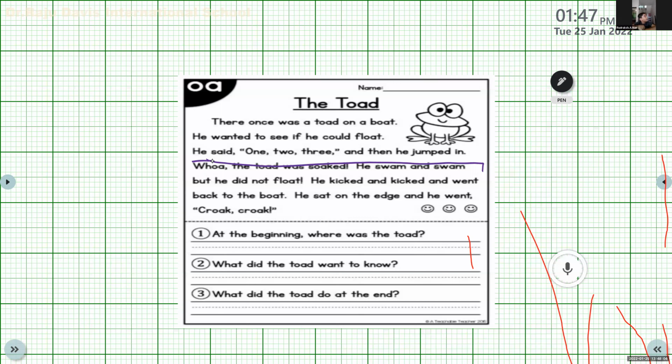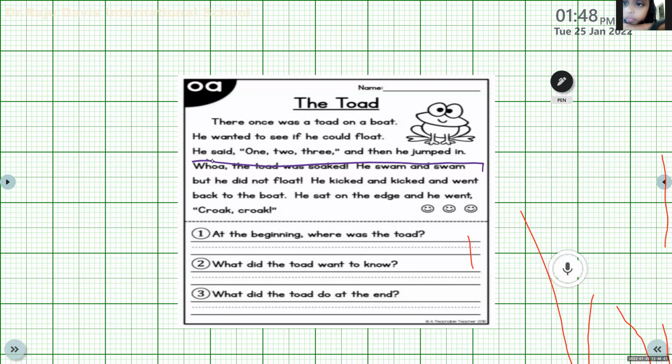Read. The toad. Don't read toad simply. The T is strong. Toad. There once was a toad on a boat. He wants to see. He said one, two, three, and then he jumped in. Okay, good.